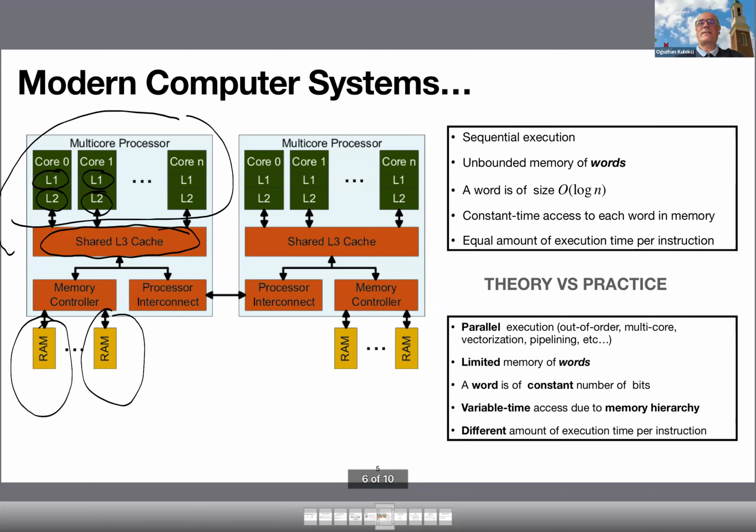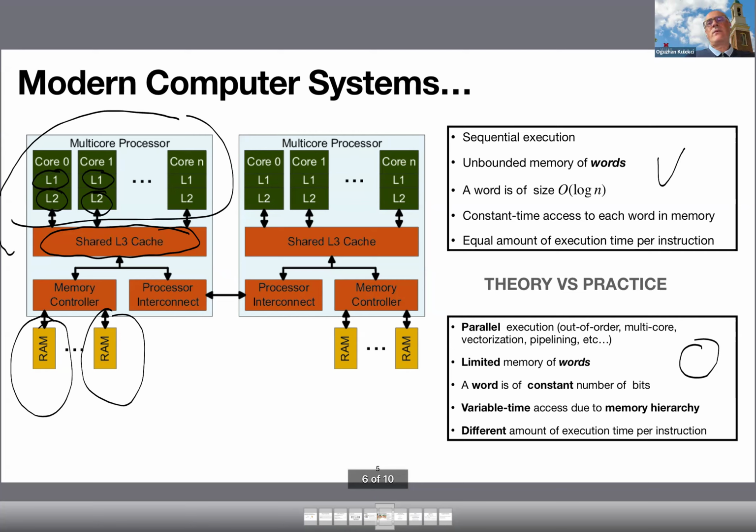Unlike the theoretical assumptions that we have here, some different things happen in real life. First of all, there are some parallel execution possibilities. Not everything is sequential, since we have multiple cores, and even despite the parallel execution, these are some high-level things. There is also out-of-order execution, which means your instructions 1, 2, 3, 4, 5, 6 may be executed in a different order.